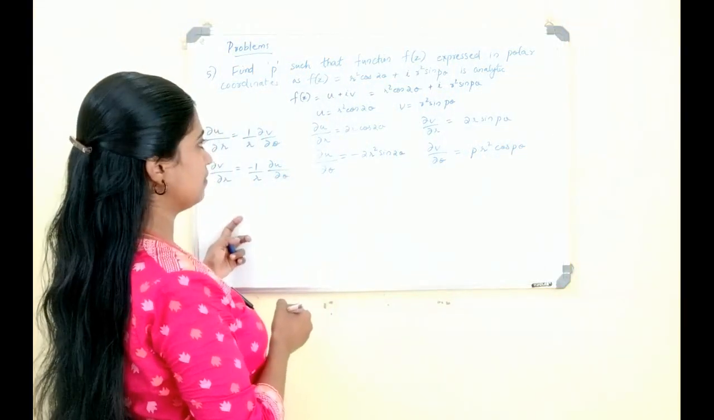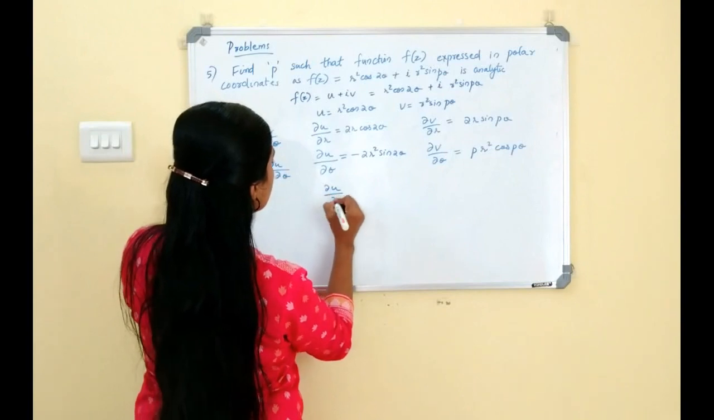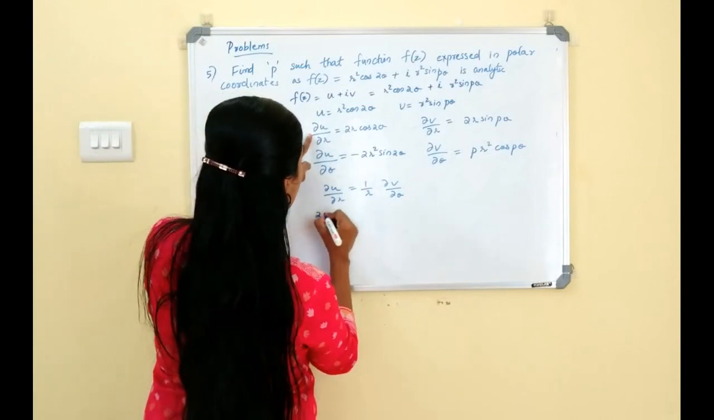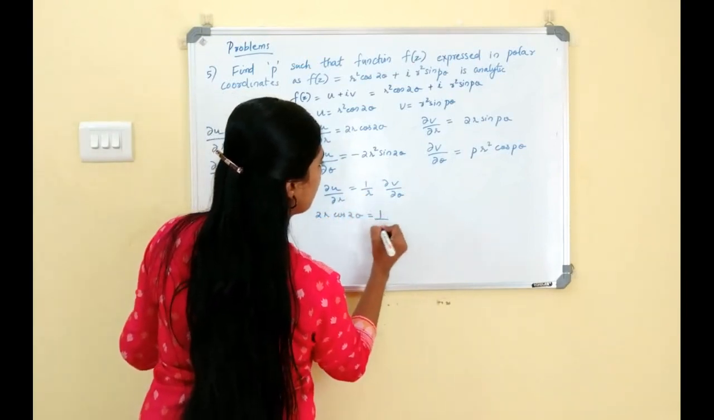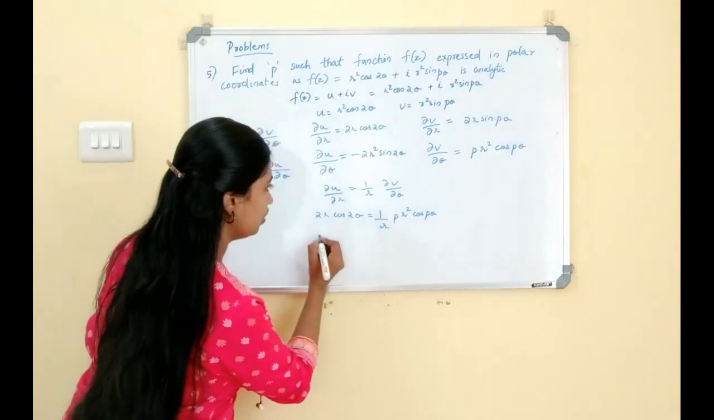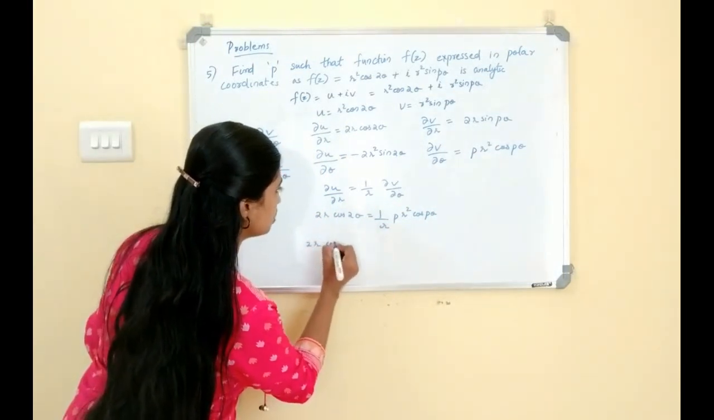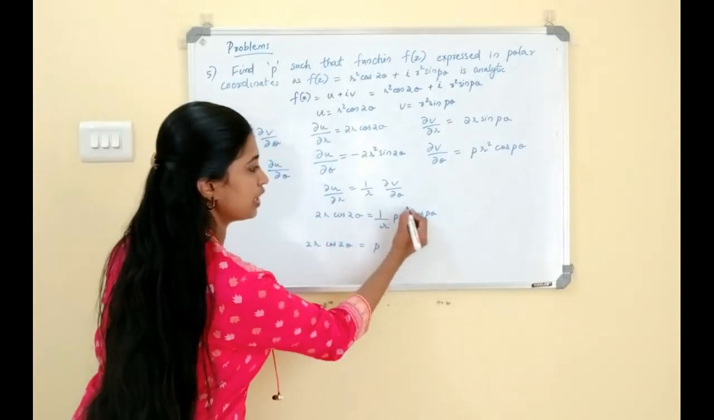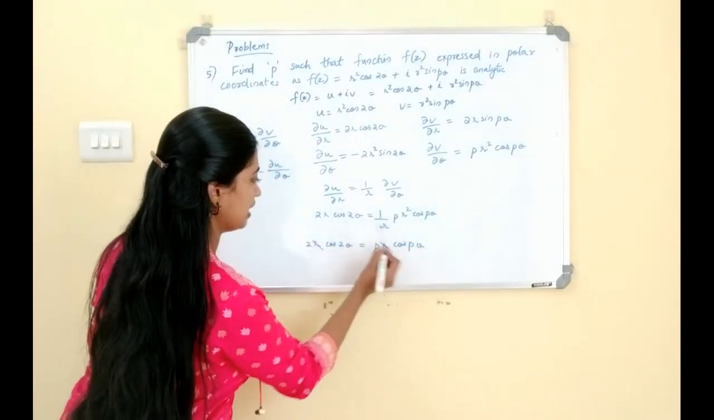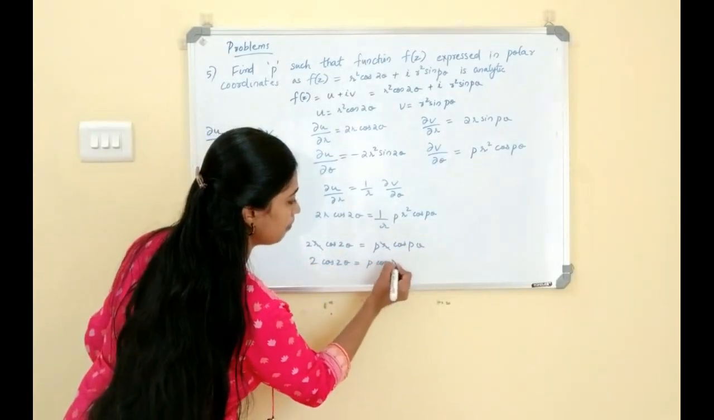We have to find p. Now dou u by dou r is equal to 1 by r, dou v by dou theta. So dou u by dou r, 2r cos 2 theta, is equal to 1 by r times dou v by dou theta, which is p r square cos p theta. So 2r cos 2 theta is equal to p r cos p theta. R and r get cancelled, so 2 cos 2 theta is equal to p cos p theta.